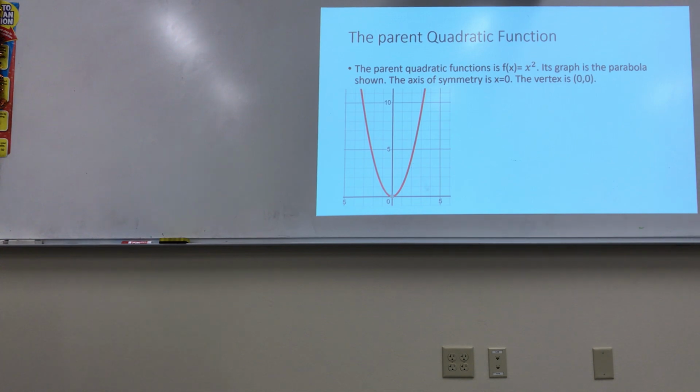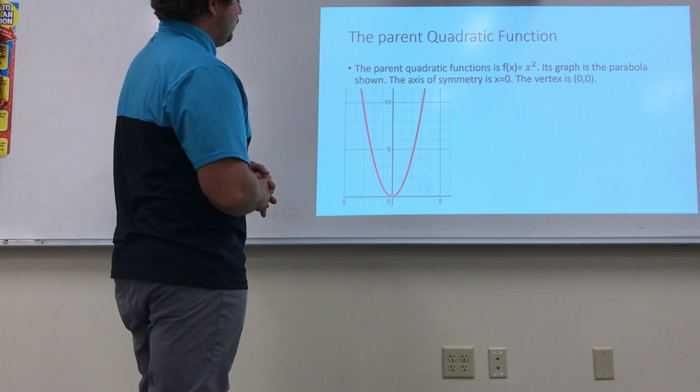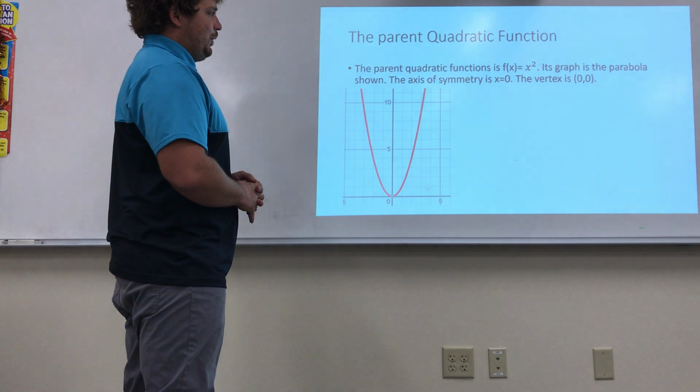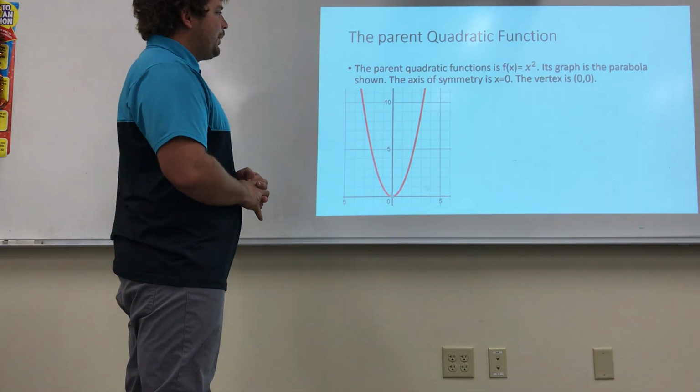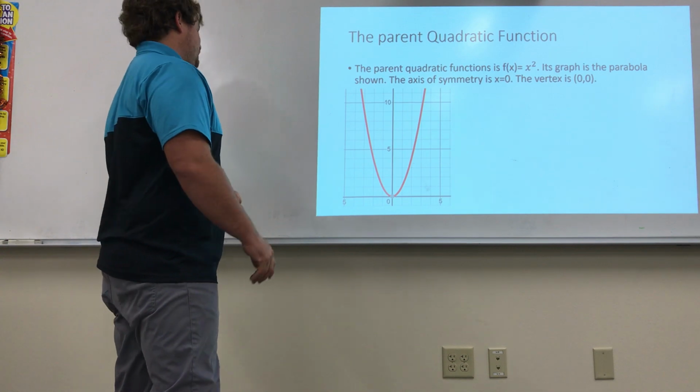Okay, the parent function of a quadratic function. The parent quadratic function is f(x) = x². It is the parabola that is shown below. The axis of symmetry is x = 0. The vertex is (0, 0).